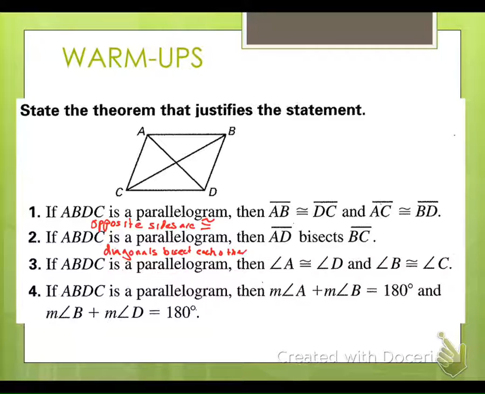Okay, we have number 3. If ABC is a parallelogram, then angle A is congruent to angle D, and angle B is congruent to angle C. Number 2 is opposite angles are congruent. That's number 2 of the properties.